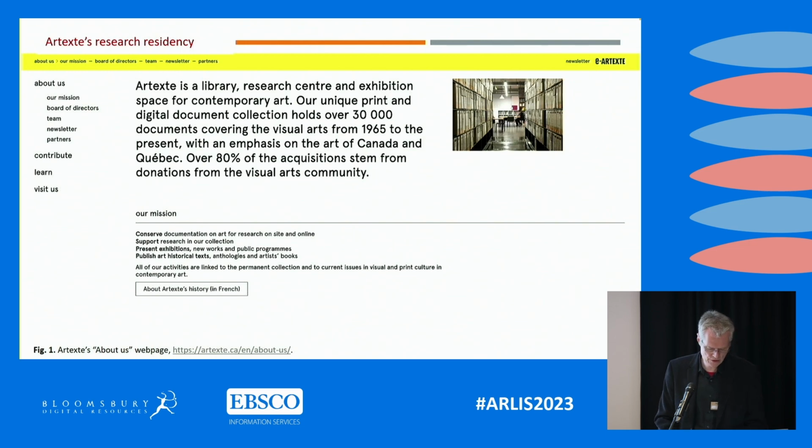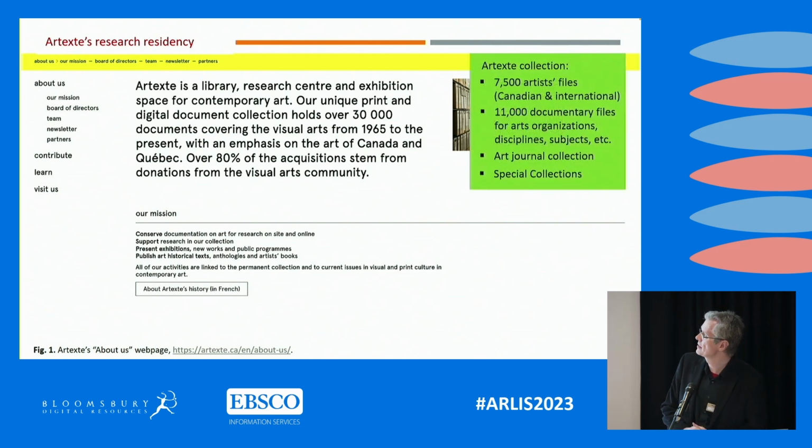And the collection itself is structured with different collections within collections. They have over 7,500 artist files for Canadian and international artists, as well as 11,000 documentary files for arts organizations, disciplines, subjects, techniques, things like that. As well, they have a wonderful art journal collection, which is from the 1960s onwards, and it's international as well as Canadian, and they have special collections.